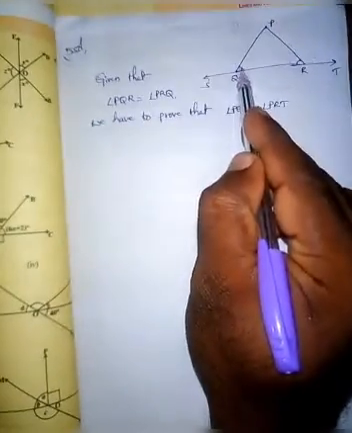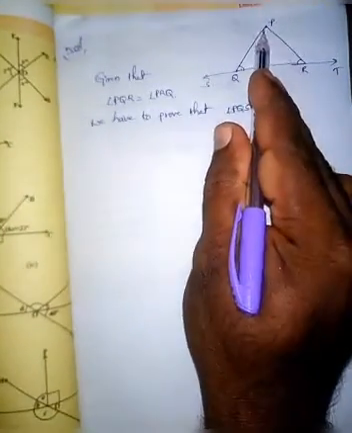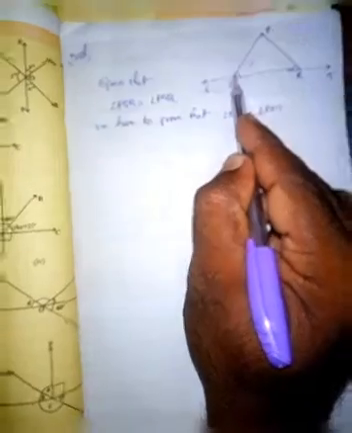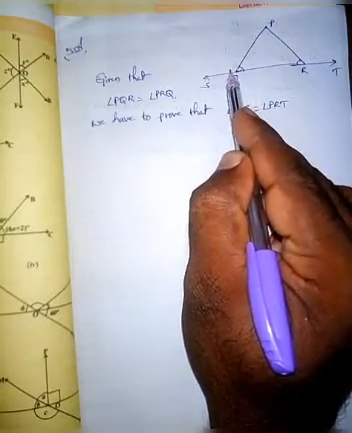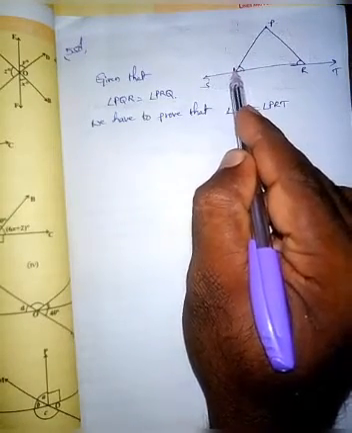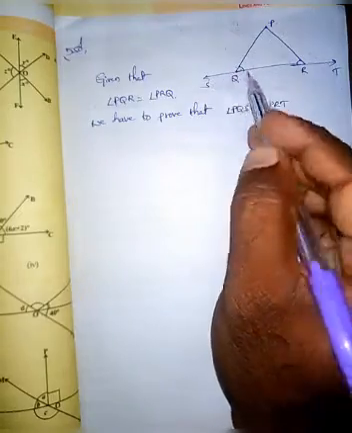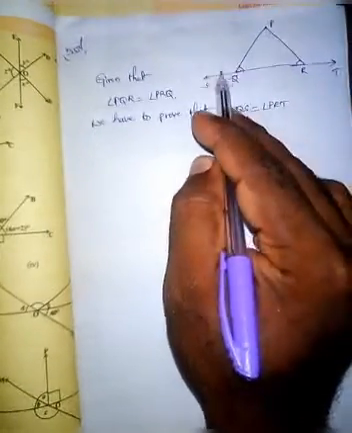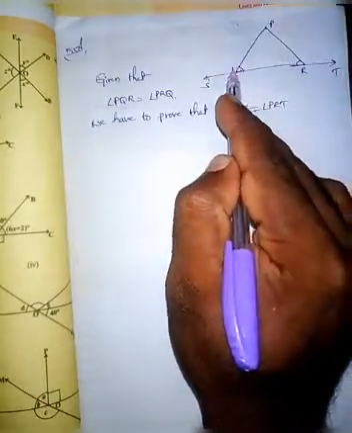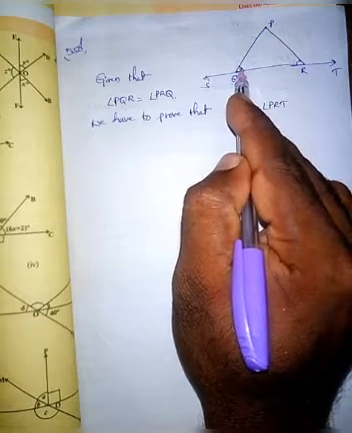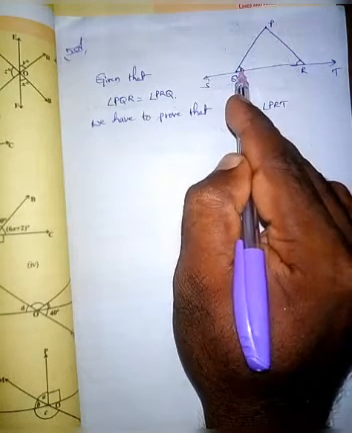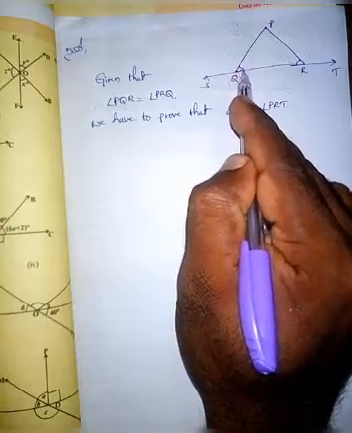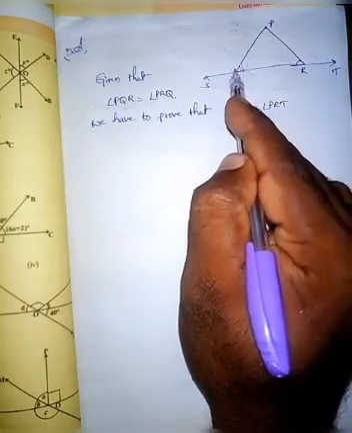Children, you can observe that from the figure angle PQR and angle PQS, sum of these two angles equal to 180 degrees because these two angles form a linear pair. So you know what is linear pair? If sum of any two adjacent angles is equal to 180, then they are said to be linear pair. These two angles are adjacent angles and sum of these two angles is equal to 180. That's why these two angles form a linear pair.